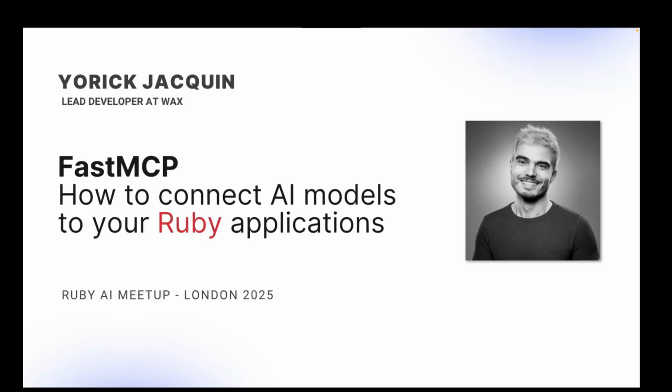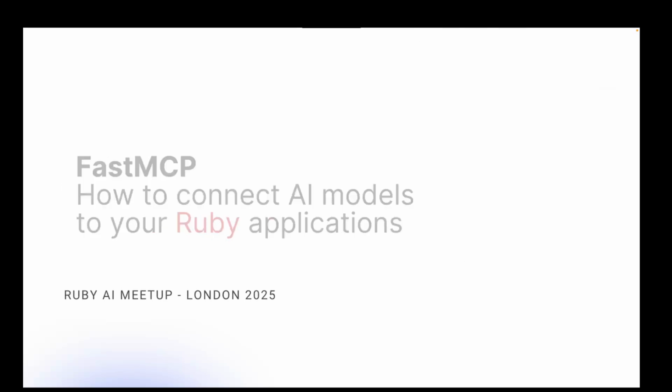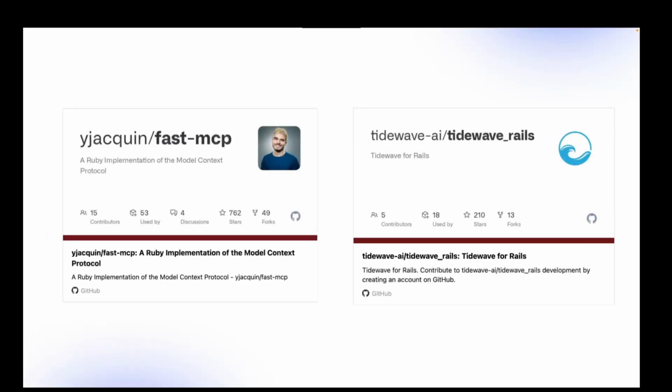So yes, I'm Yorick Jacquin. I come from Paris, and during the day, I'm the lead developer at Wax. We're a French startup that helps brands connect with their customers on WhatsApp. And overnight, I'm the author of FastMCP, and I'm here to talk to you about how to connect AI models to your Ruby applications.